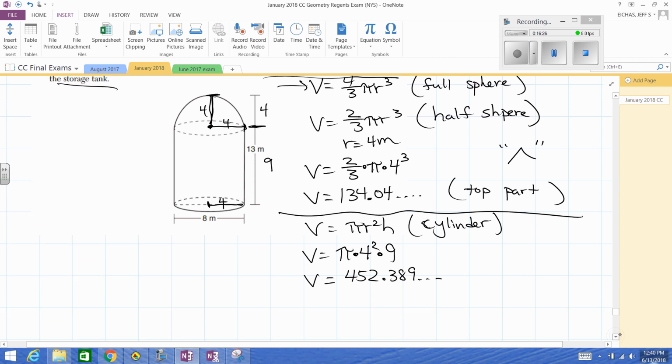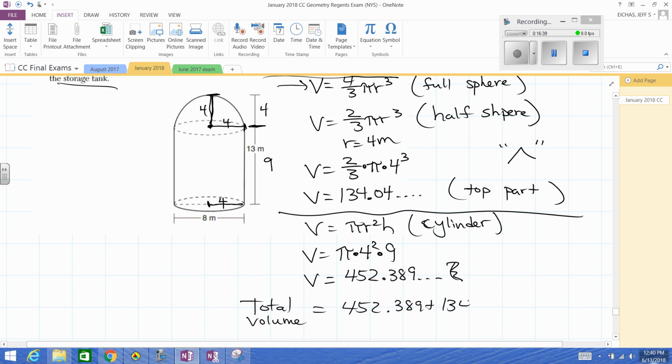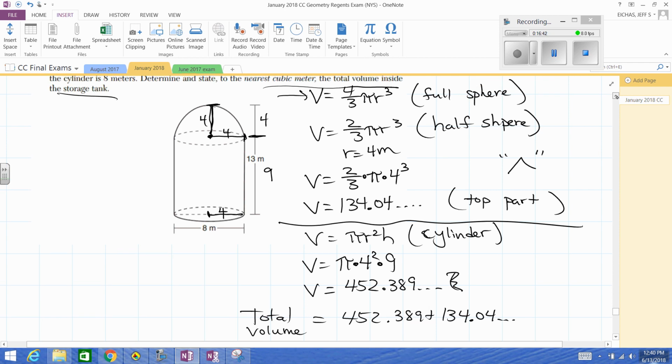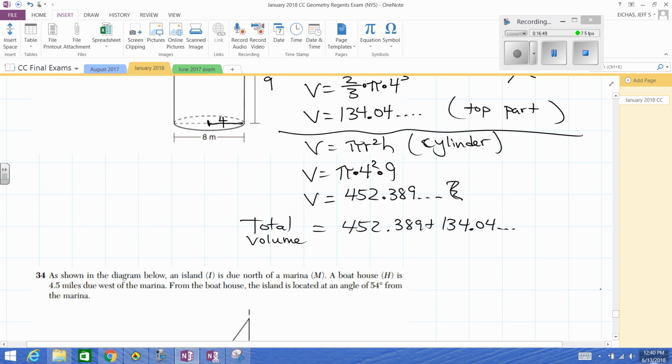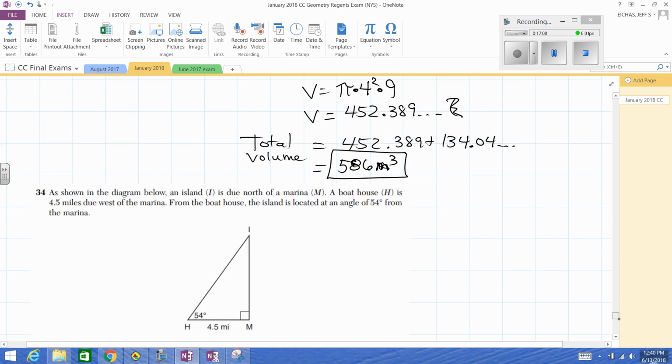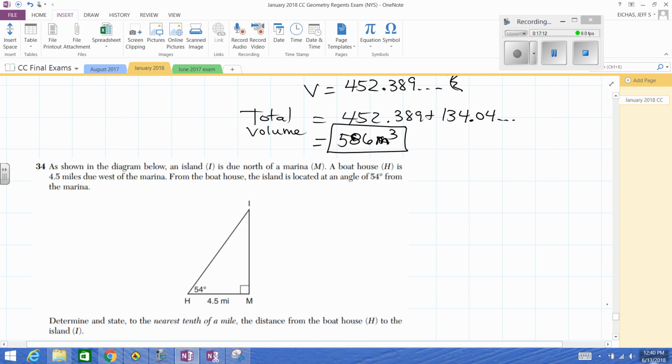All right, and now if I add those together, this is for the cylinder part. All right, so total volume. And do they say round? Nearest cubic meter. I'm getting, if I round it, 586 cubic meters. Let's make sure all the dimensions, they're all in meters, right? Yeah, so that's good. All right, I'll finish up the last 2 problems from this exam on the next video.